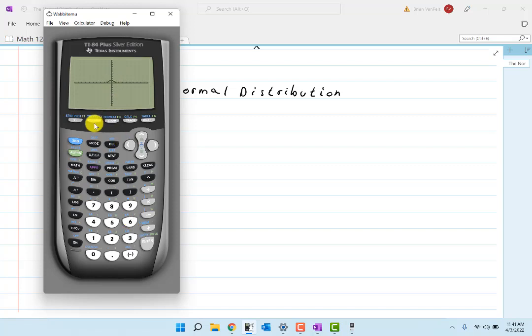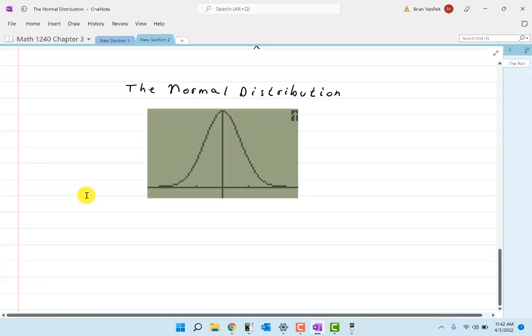Now you can't really see stuff that well, so if you want, change your window, and I'm going to go probably from -3 to 3, and the Y's are very small, so I'm going to go -0.25 to, let's do 1. And then if you hit graph now, it'll look a lot better. You see there's our curve right there. So there's our normal distribution curve.